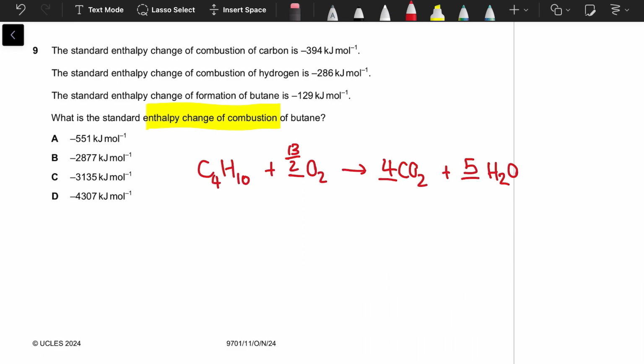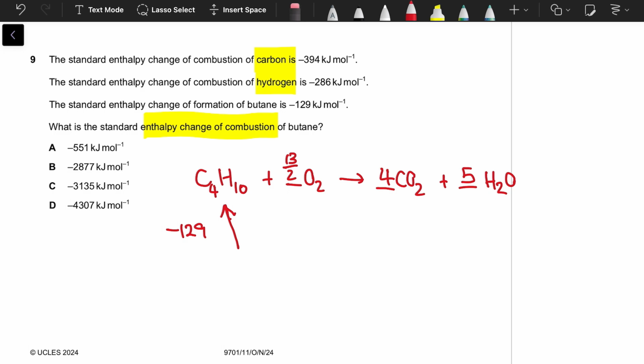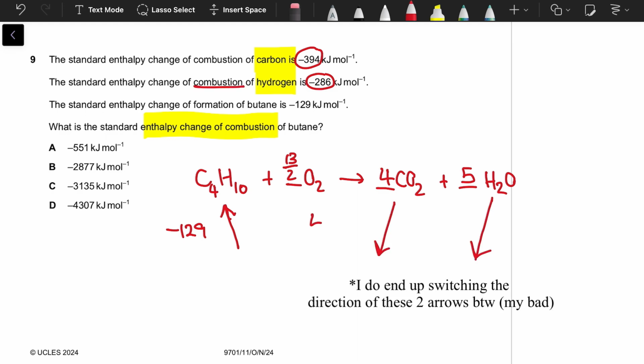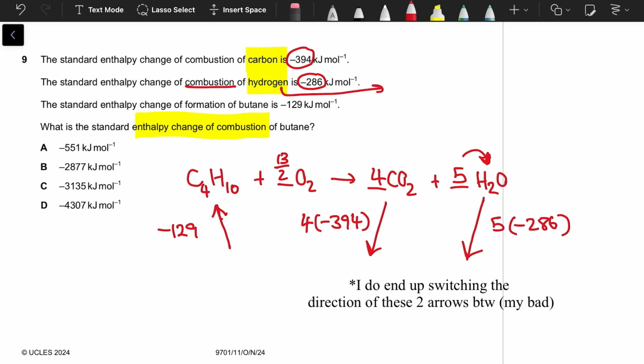Now, it's asking for the enthalpy change of combustion, and we only have 1 mole of butane, so it's just negative 129. Now, the enthalpy change of combustion of carbon is negative 394, and for hydrogen, it's negative 286. We're going to have 4 times negative 394. 5 moles of water. So that's 5 times minus 286. The reason why we didn't use 10 is because we have been given the combustion of hydrogen.